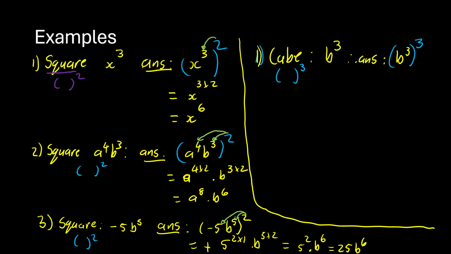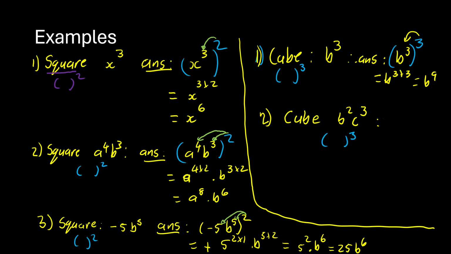And now again, we're just going to apply our exponential law just like we did with the previous example. So this 3 multiplies with the exponent on the inside. So this is the same as b to the power of 3 times 3, which gives me b to the power of 9. I can also ask you to cube something like b to the power of 2, c to the power of 3. And again, because I'm asking you to cube, it means I want you to raise it to the power of 3.